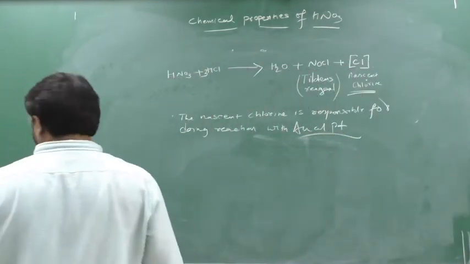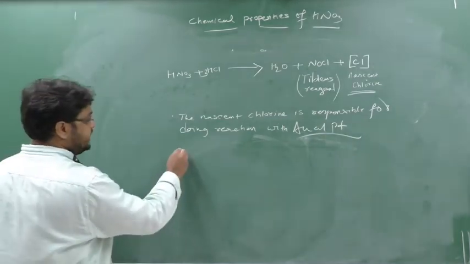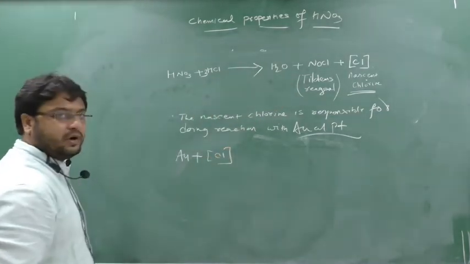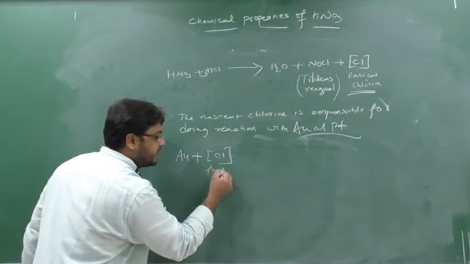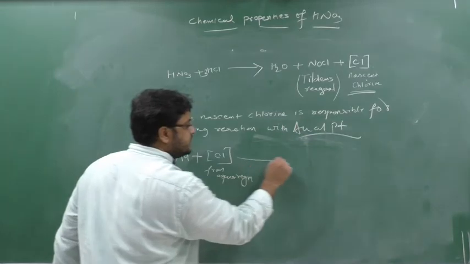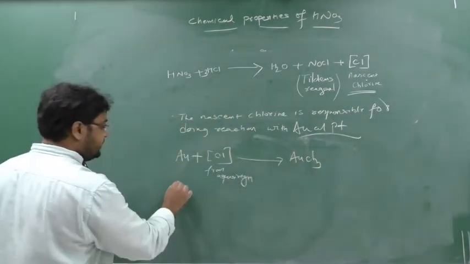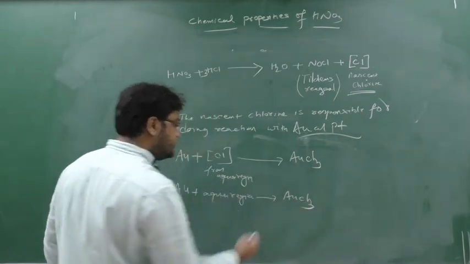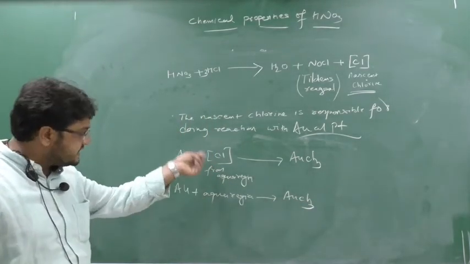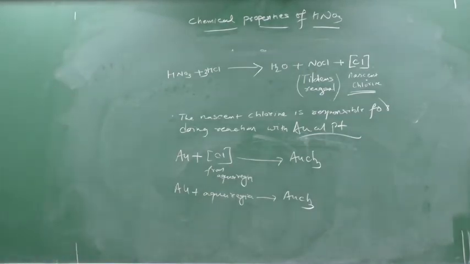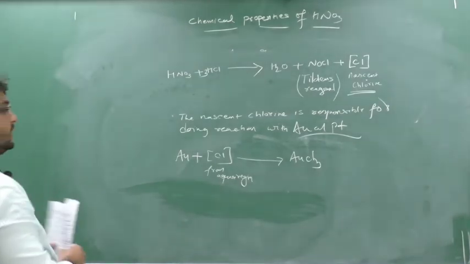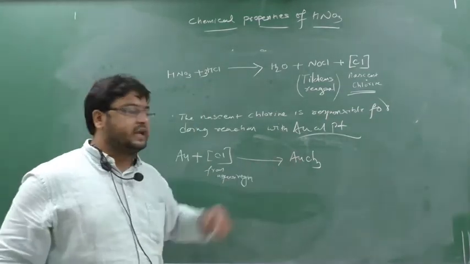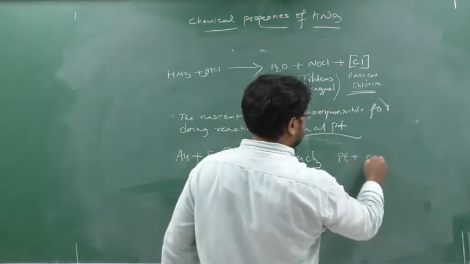Now how does it react? Whenever you react Au with this Aqua Regia, the Aqua Regia will give nascent chlorine. Now this nascent chlorine is coming from where? It is from Aqua Regia, and this will form AuCl3. Why? Because Aqua Regia is responsible for giving nascent chlorine, and this nascent chlorine reacts with gold. That's why I wrote the reaction Au plus Cl, and this nascent chlorine I got from the Aqua Regia. So I got AuCl3.